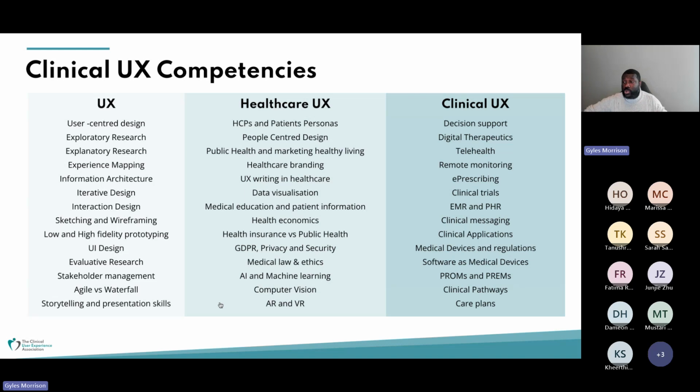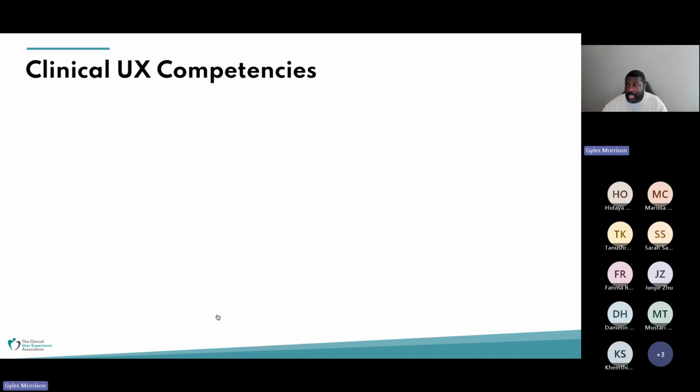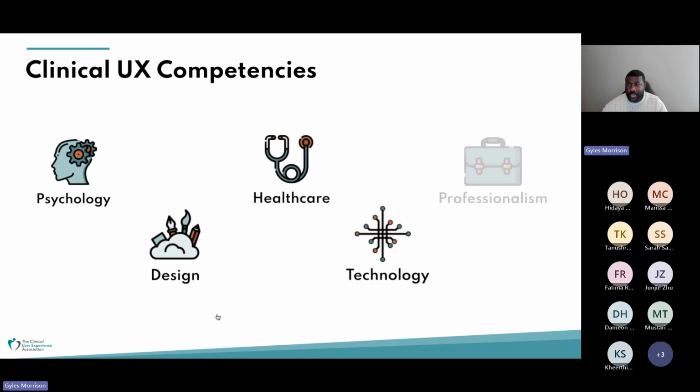So decision support tools, digital therapeutics, telehealth, clinical trials, clinical pathways, care plans, so on and so forth. So as a clinical UX professional, I need to know all this and more. Now, to break it down, I put it into these 5 categories: psychology, design, healthcare, technology, and professionalism.